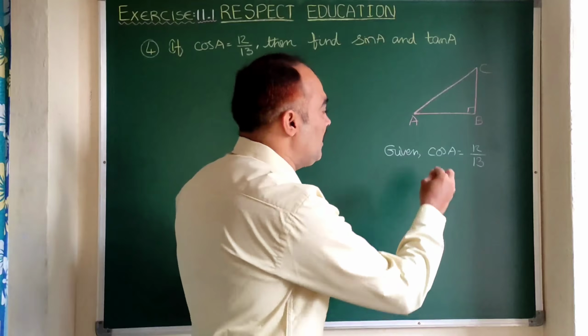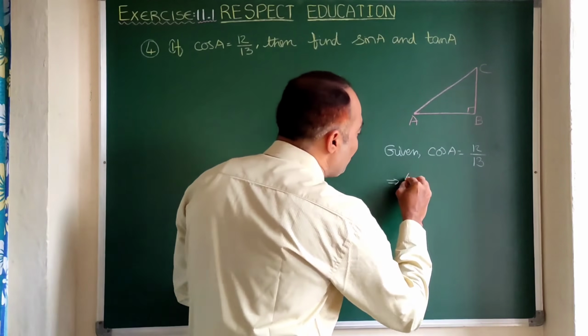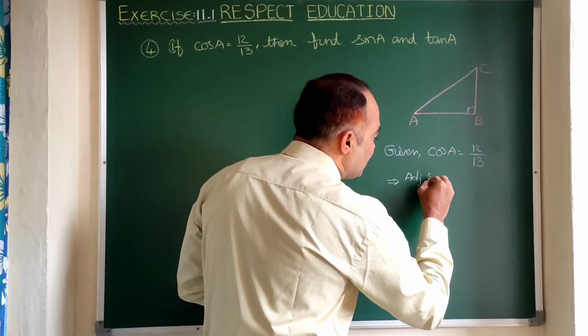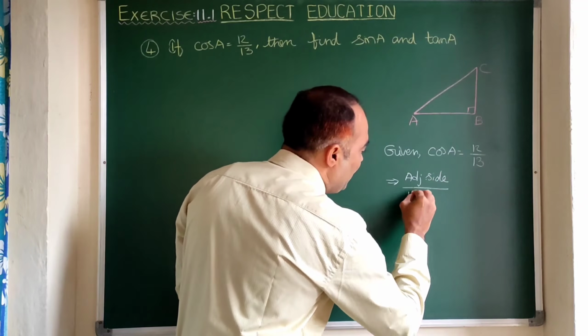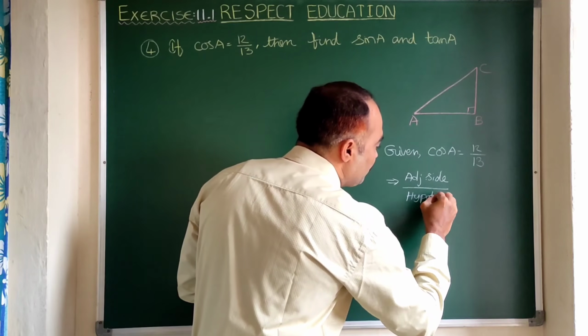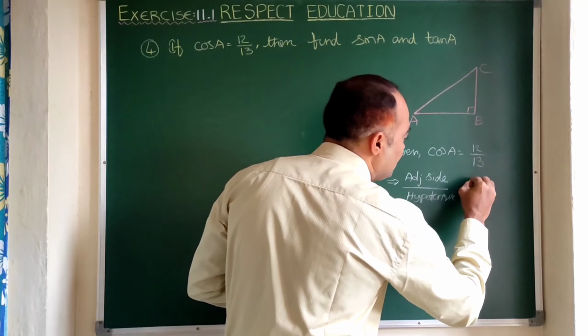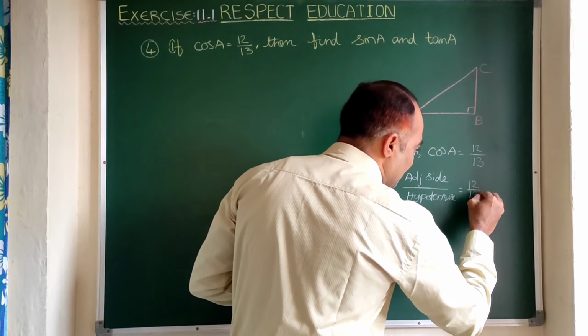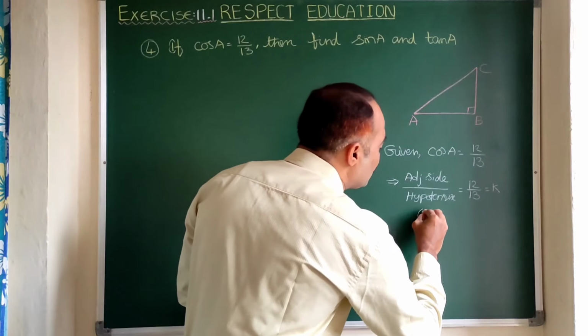Is it clear? So let us write the formula first. What is the cos formula? Adjacent side to theta, theta means A, by hypotenuse is 12 by 13. Let us take some k, where k is any positive integer.